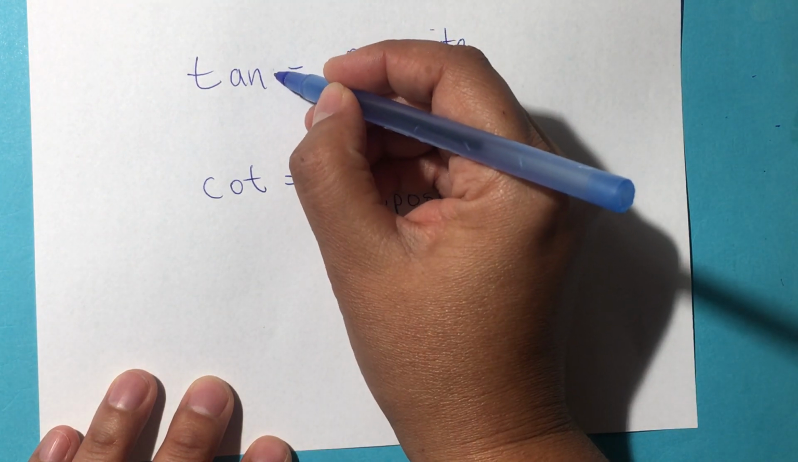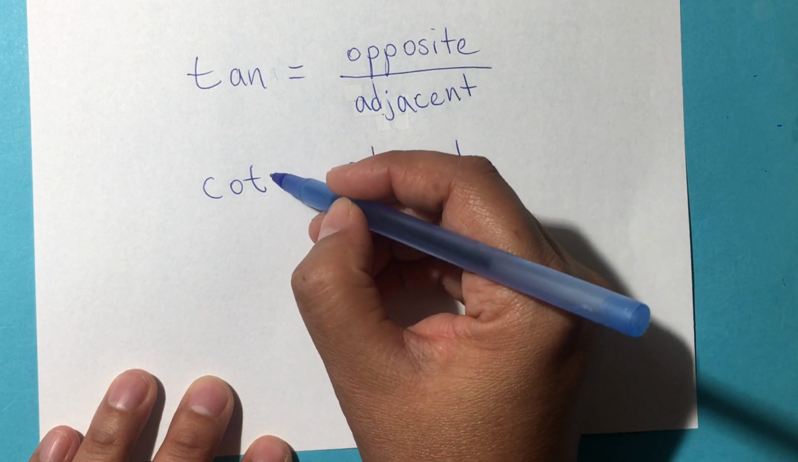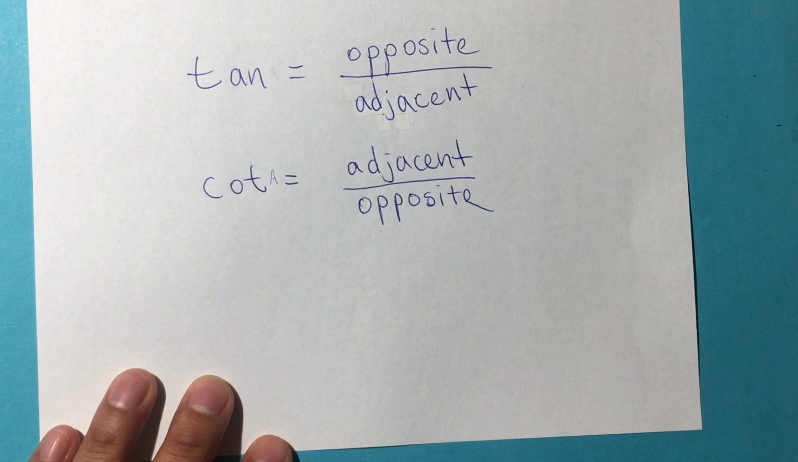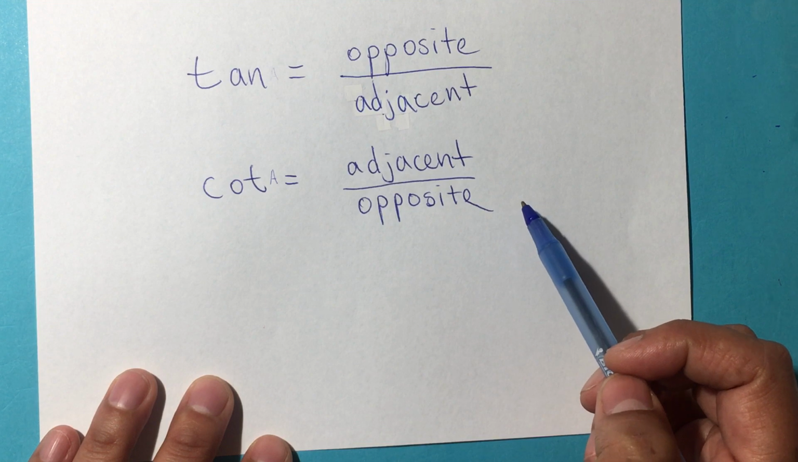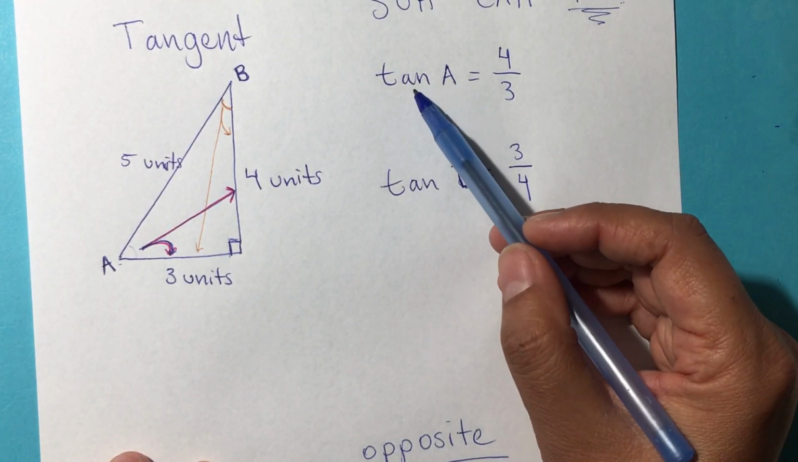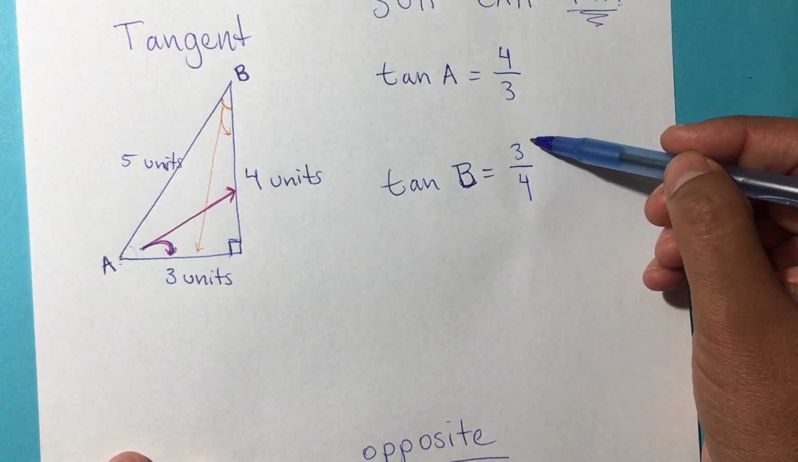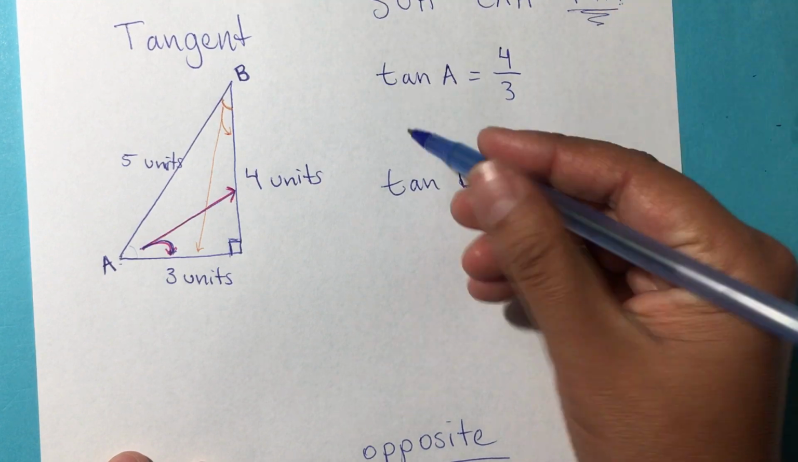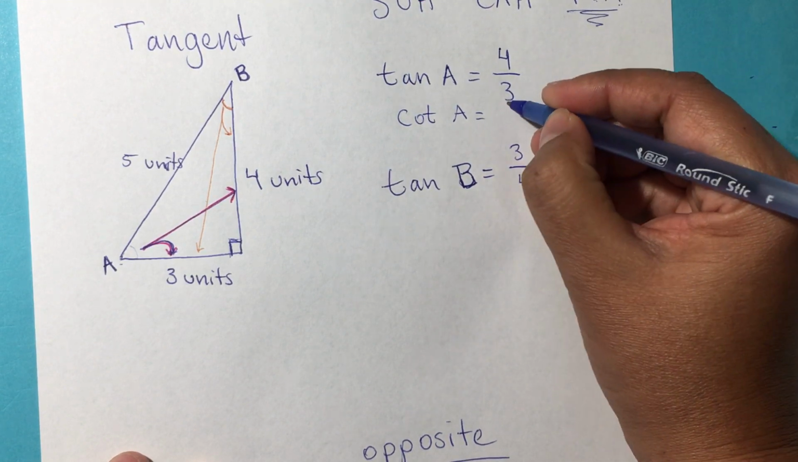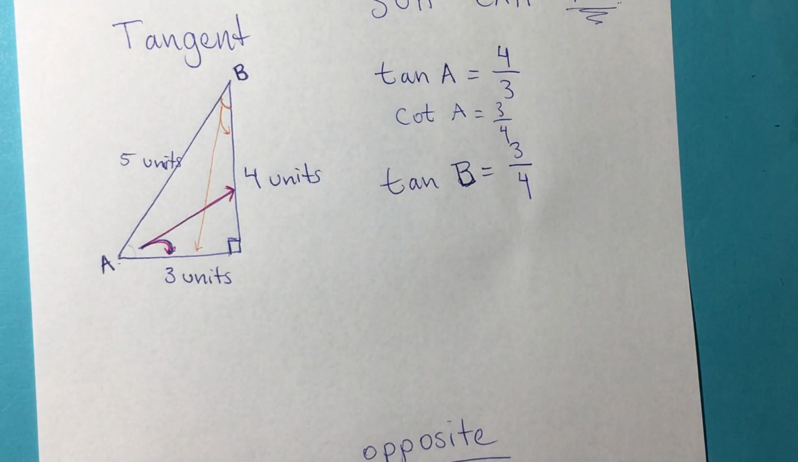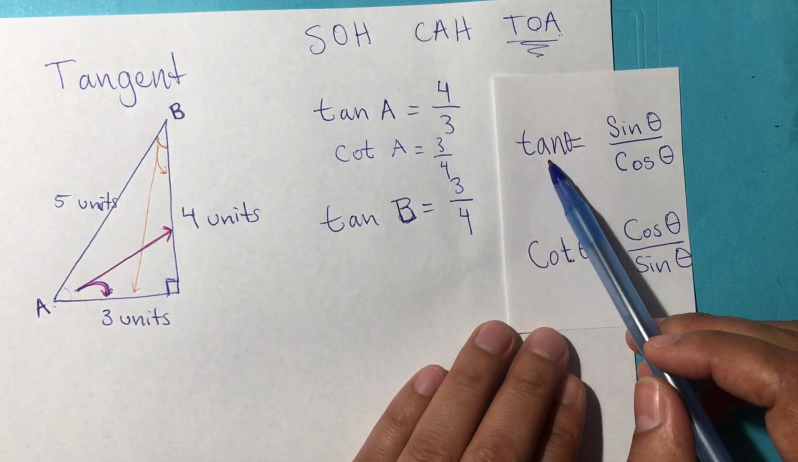So the tangent of angle A is going to be opposite over adjacent, and the cotangent of that same angle is like the tangent of the other angle. So you just change them, adjacent over opposite. Okay, so we can say that the tangent of A is 4/3. The cotangent of A will be 3/4, just the reciprocal.